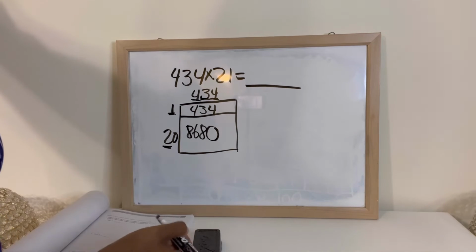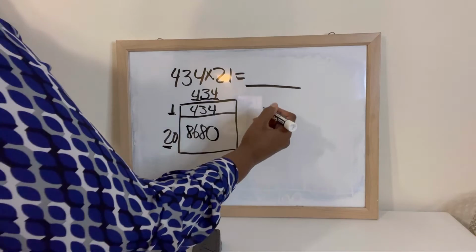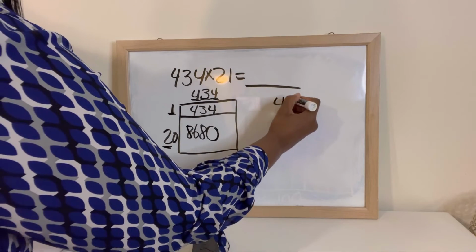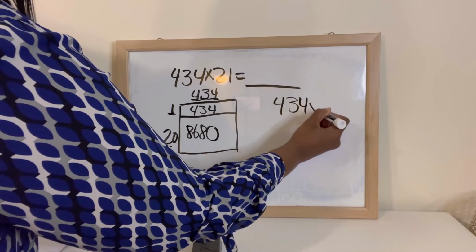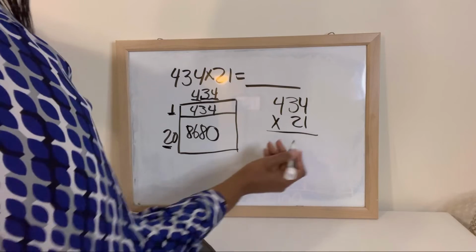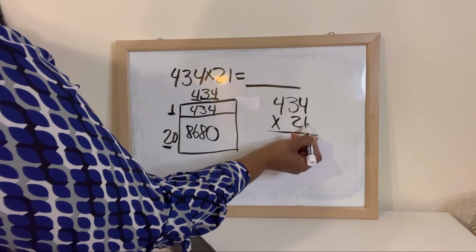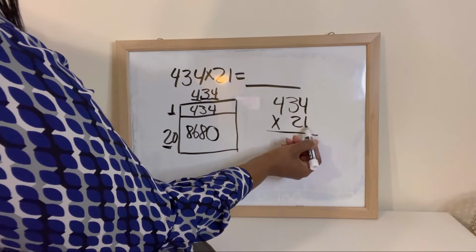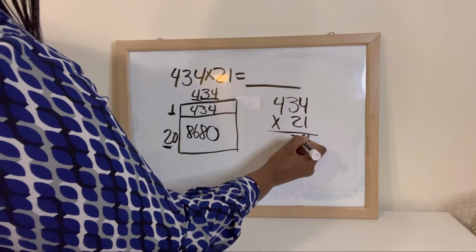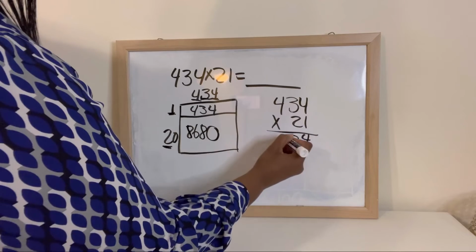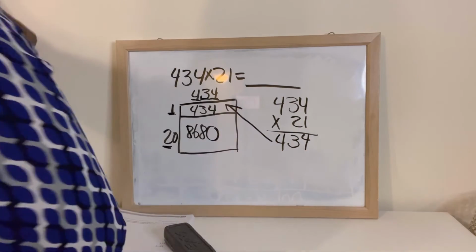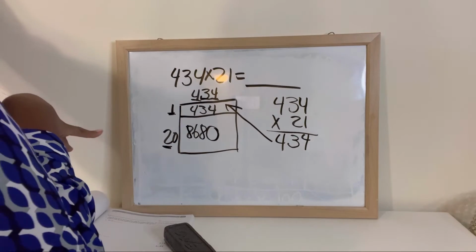Now we're going to do the standard algorithm. So we're doing 434 times 21. We're starting here with our bottom ones place, and we're doing 1 times 4 is 4. 1 times 3 is 3. 1 times 4 is 4. Notice how these partial products match. So we draw an arrow to show that they match.